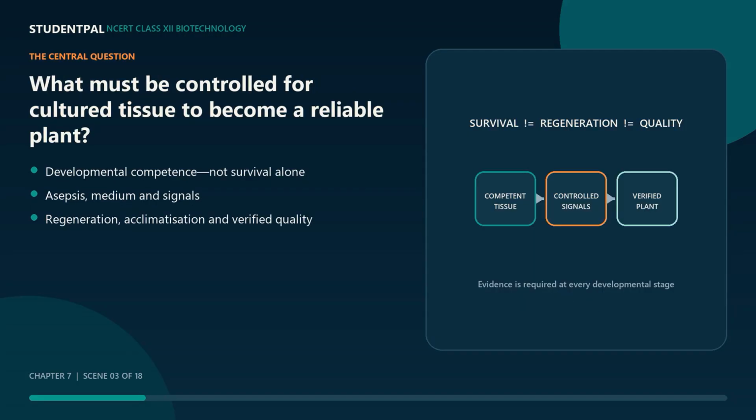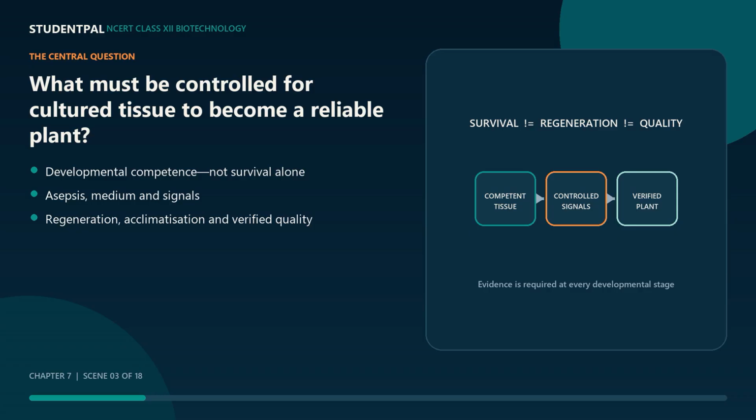The central question is not whether tissue remains green or forms a mass of cells. It is whether the selected living material follows a controlled developmental route and produces plants of verified identity and quality.